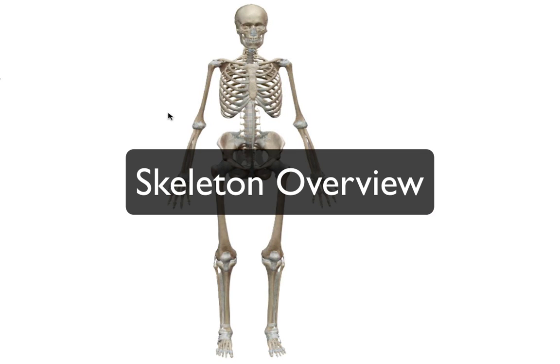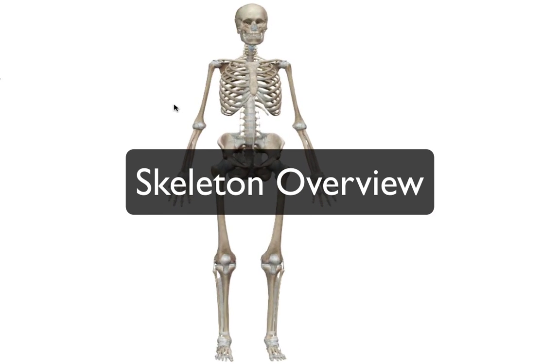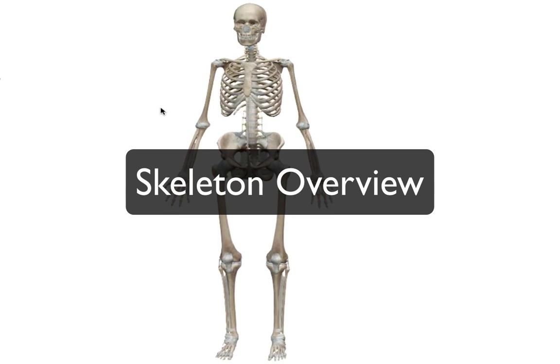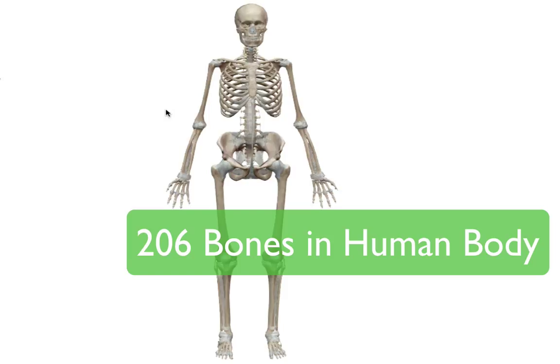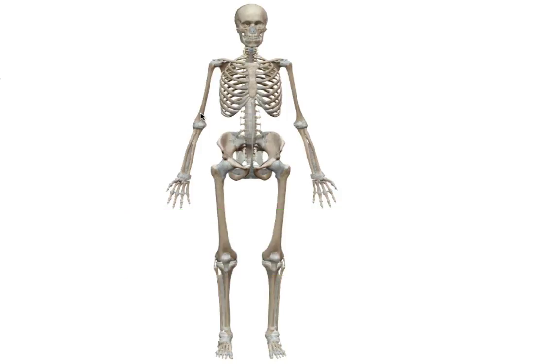Okay, so for this section of the skeletal system, we're just going to be taking an overview look of the skeletal system. There's 206 bones in the human body, and in anatomy and physiology, we'll actually be looking at the individual bones and the features where muscles and tendons attach. But for now, we're just going to be labeling them, and we're not going to label all 206 bones.